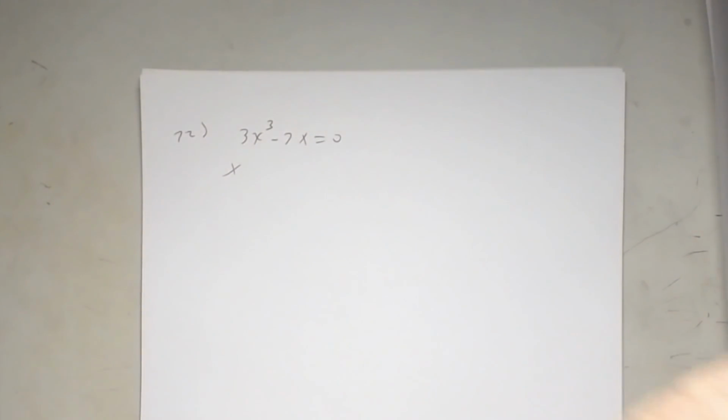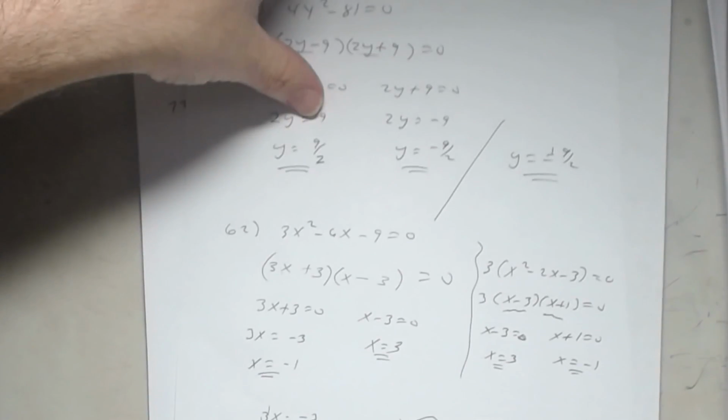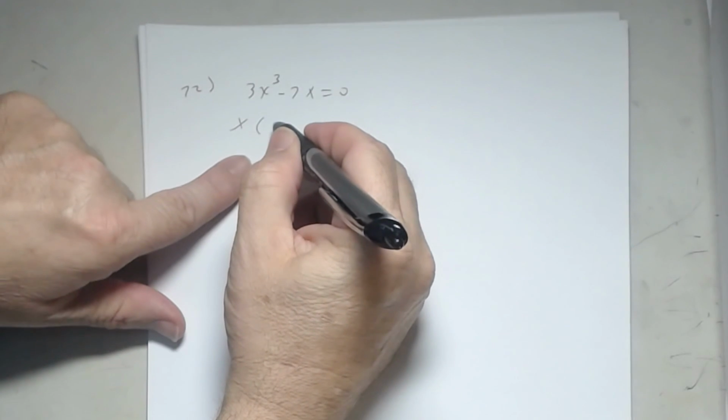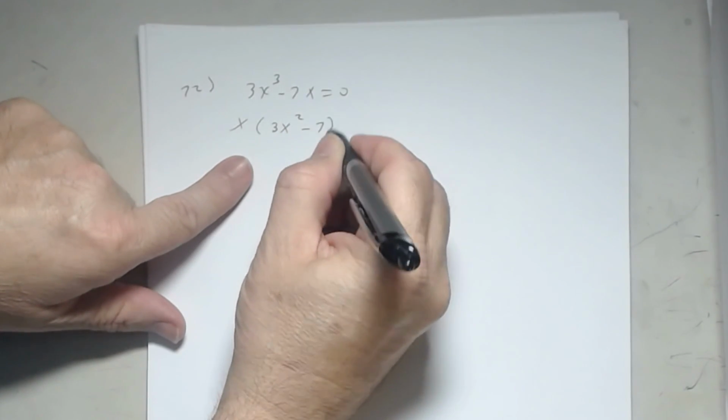You may say, well, you divided here. That's because I divided by a number. You can only divide by numbers. You can't divide by variables. So here you have to factor out the x. So x times what? 3x squared minus 7.